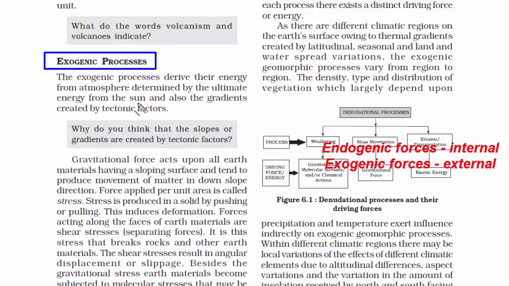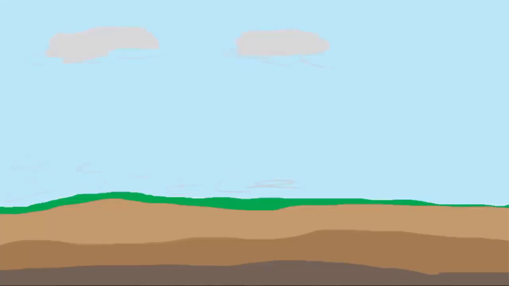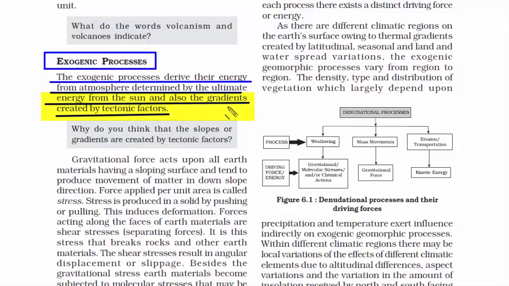I've told you the meaning of the word exogenic. Exo means external. So these include forces that acts on Earth's surface from outside. Now outside there is atmosphere and of course the sun, which is the ultimate source of energy. Sun heats up the land surface, and heating up also creates some changes, which we will read further. And atmosphere is responsible for wind, rain, ice, etc. Apart from sun and atmosphere, there is one more element involved in the creation of exogenic processes. And that is the gradients created by tectonic factors.